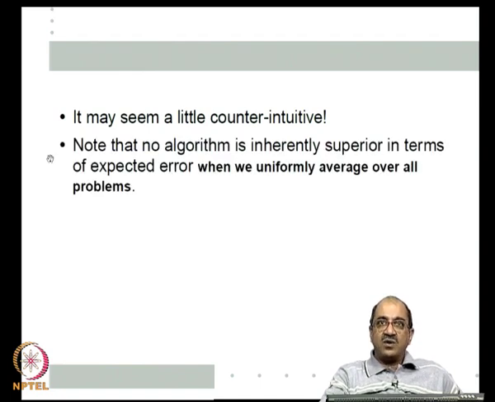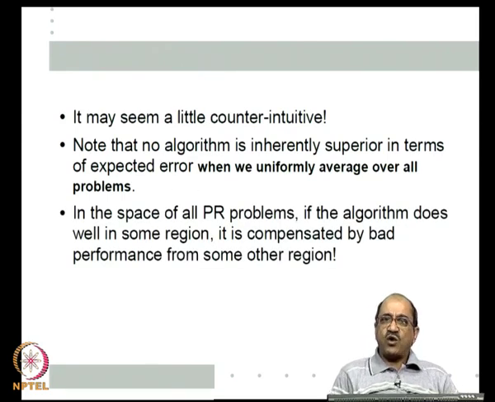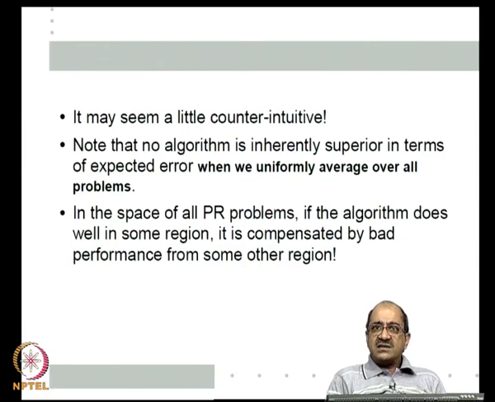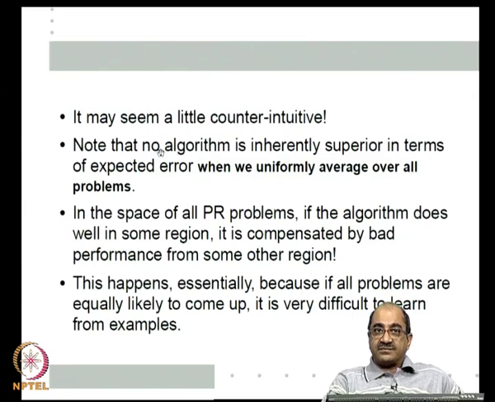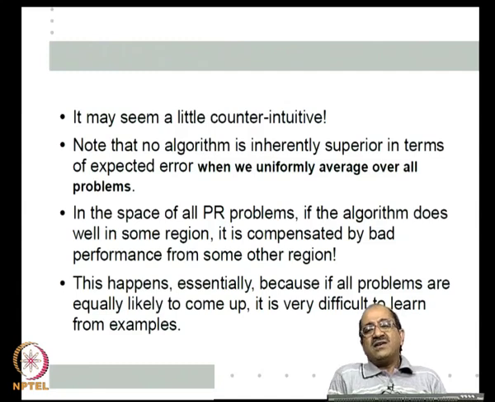Well, remember that no algorithm is inherently superior when uniformly averaged over all problems. Right? No algorithm is inherently superior in terms of expected error only when we uniformly average over all problems. If every conceivable pattern recognition problem is of equal importance to us, only then is no algorithm inherently superior. In the space of all PR problems, if the algorithm does well in some region, it is compensated by bad performance in some other region. That is all the theorem says. It does not say that an algorithm cannot do better than others in one particular region.